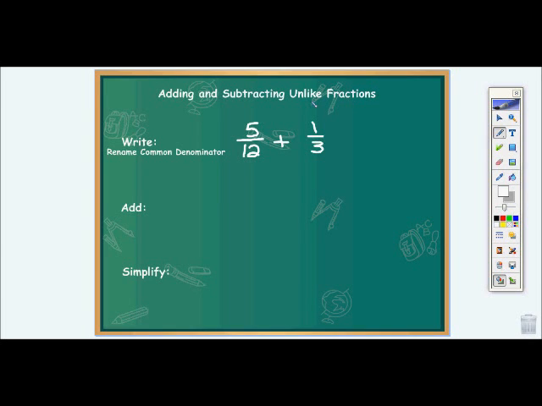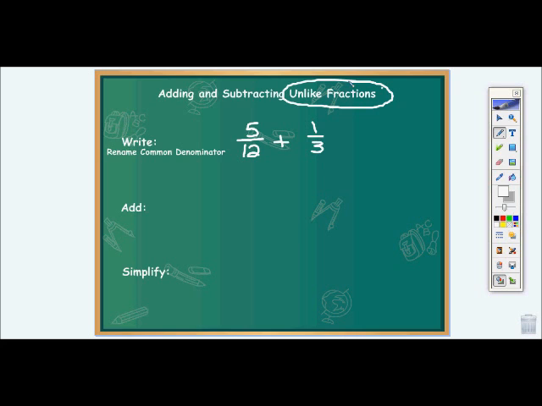5.3 is the same as 5.2, except for now we're dealing with unlike fractions. We're going to start out with the foundational skills again with fractions, and then our last couple screens will put the component of variables into the equations. So first of all, our first rule will always be rename with a common denominator.